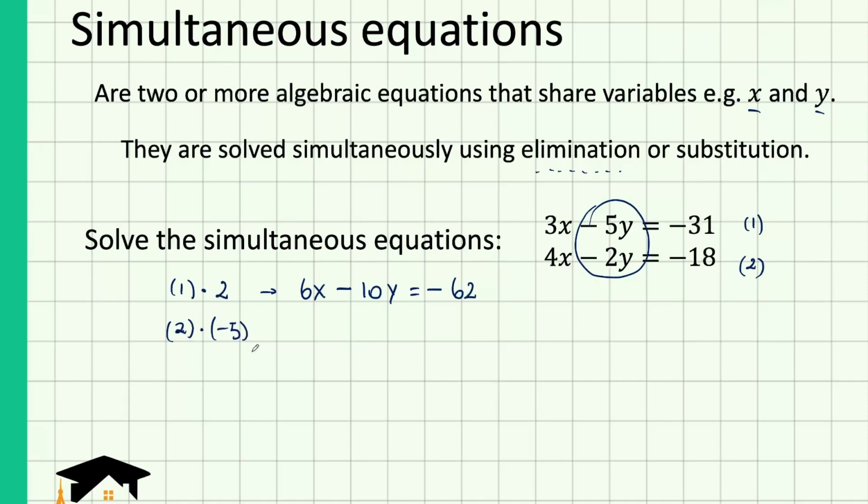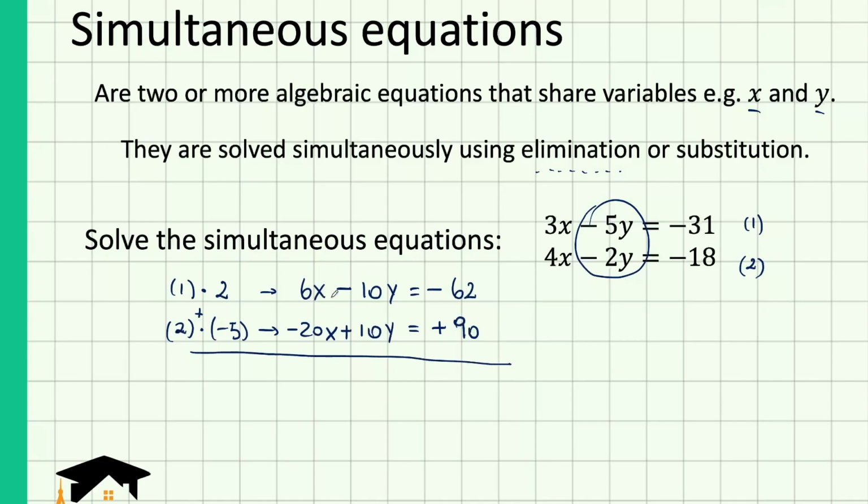This might seem a bit odd, but what we have is then 4x times minus 5 is minus 20x, minus 2y times minus 5 is, we get minus and minus, gives us plus 2 times 5 is 10y, and 18 times 5 is 90. So now you can see that we have minus 10y in the first equation and plus 10y in the second equation. So all we have to do is add these two together.